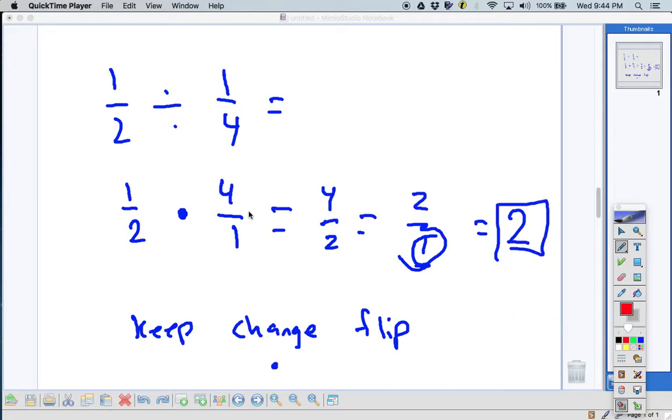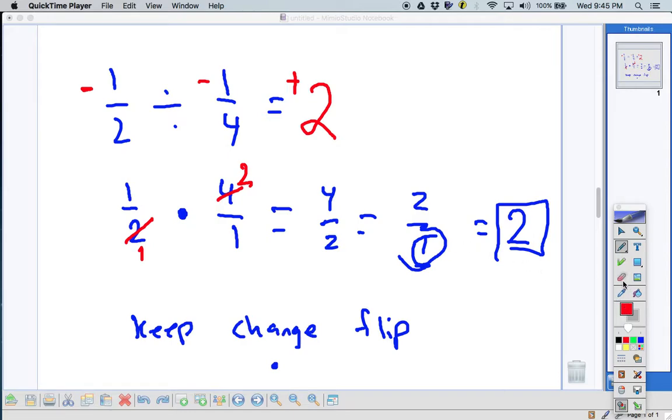Just like before, we could have looked back here. The 1s have nothing in common besides 1, but 4 and 2 do. They have a common 2. So 2 times 1 is 2, and 2 times 2 is 4. So we can reduce it, and now we've got that 1/2, and that gives you the 2 as well. So either way you want to do it is fine. But our answer to 1/2 divided by 1/4 is the number 2. That is the correct answer. And just like with multiplication, the negatives don't change anything other than the sign. So if you have one negative somewhere, the answer is negative. And if you have two negatives, the answer becomes positive again.